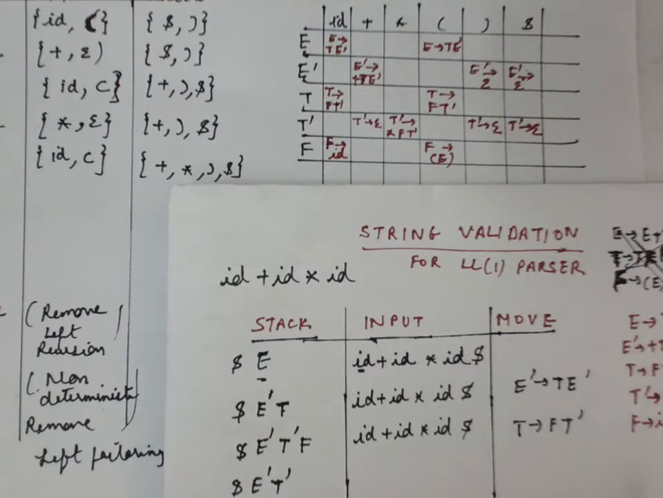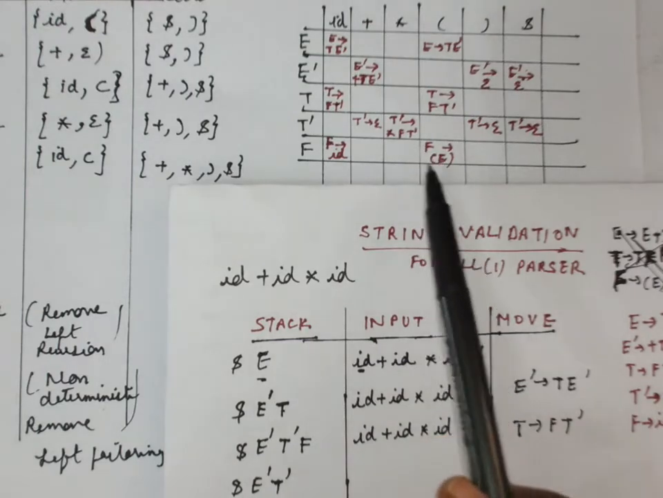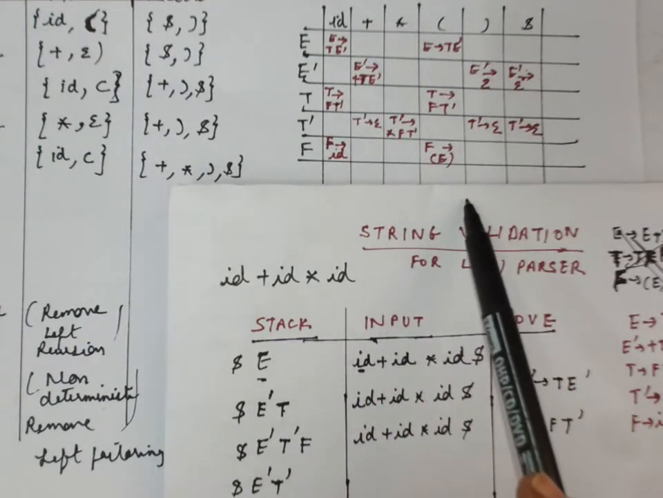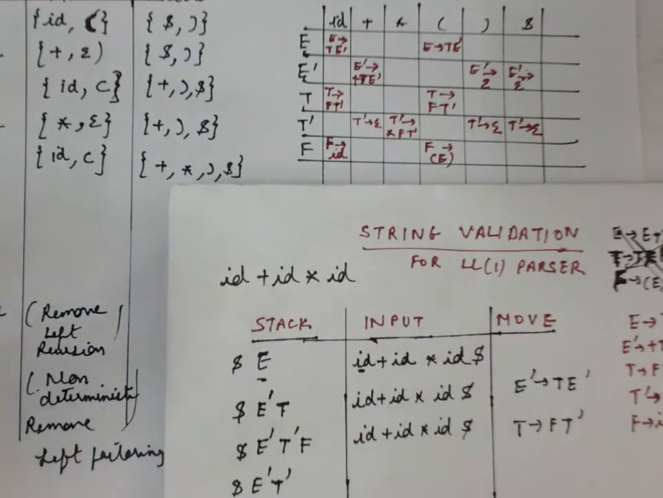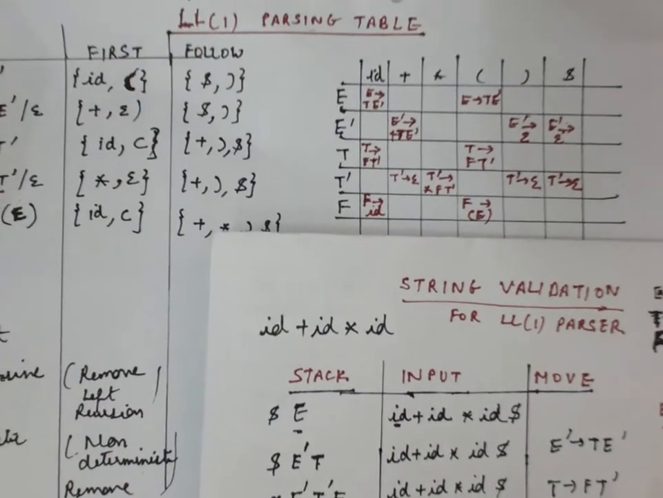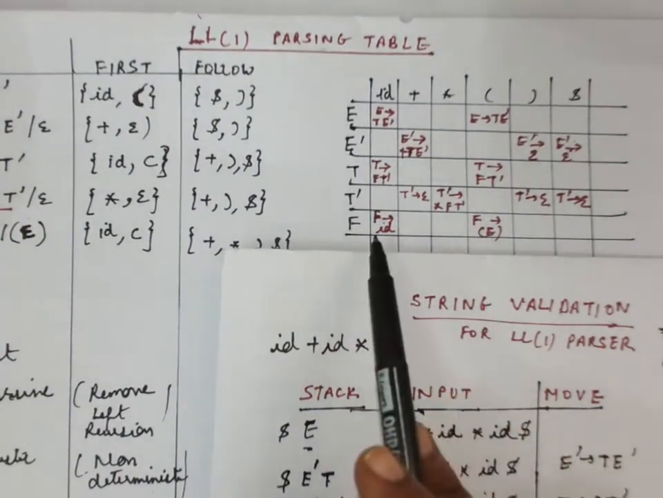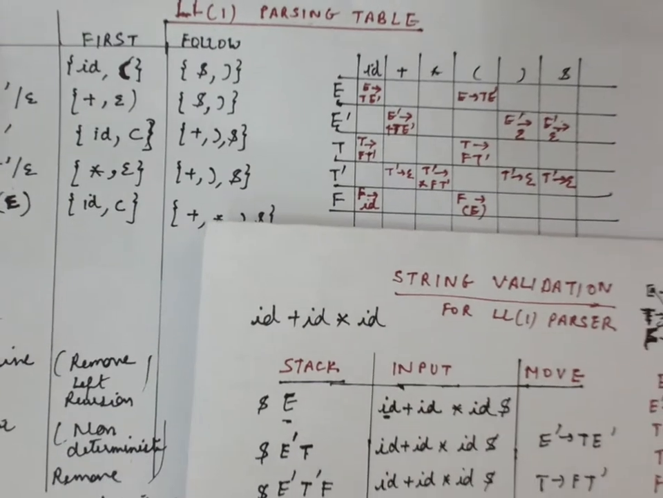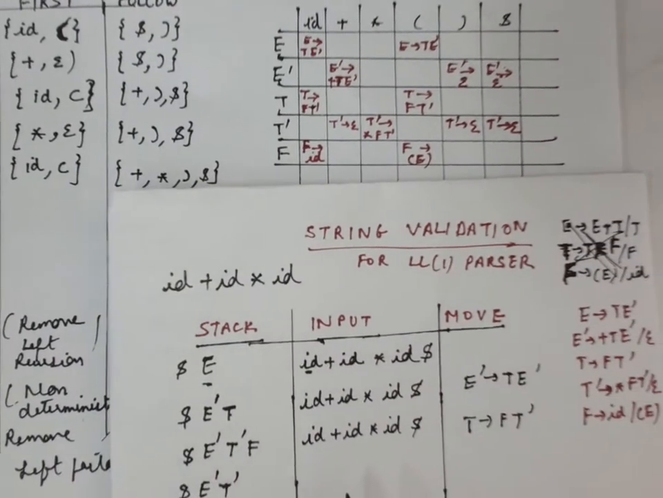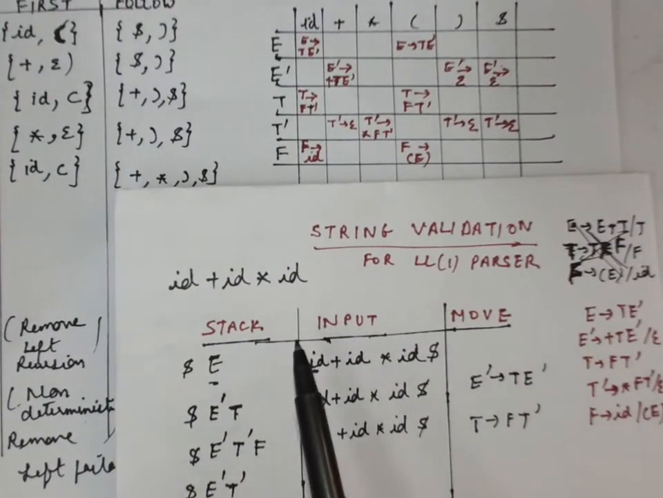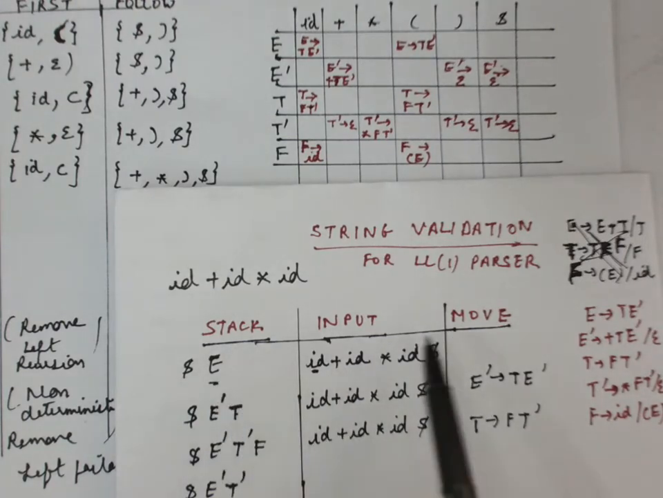What we have done is make the LL1 parsing table for this particular grammar. This was the LL1 parsing table that we were discussing. We have generated this LL1 parsing table, and now we have to validate that this particular string belongs to this grammar. For this we need these three things.